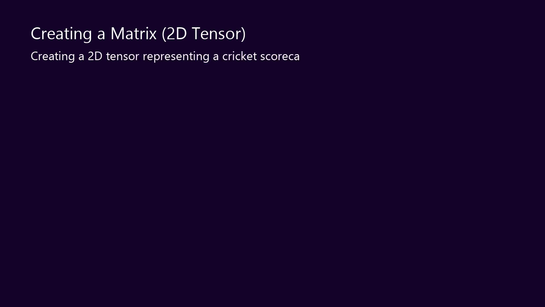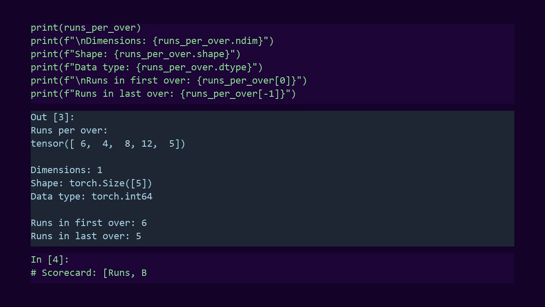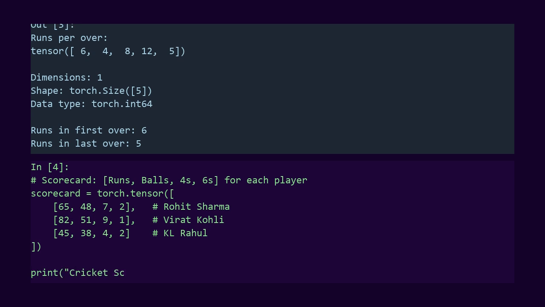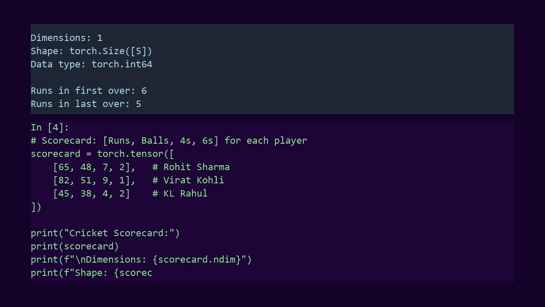Now, we are getting to the interesting part. A 2D tensor, or matrix. This is like a table or spreadsheet. Perfect for our cricket scorecard example. I'm creating a cricket scorecard as a 2D tensor. We have 3 players and 4 statistics.